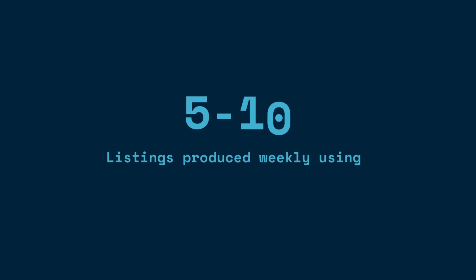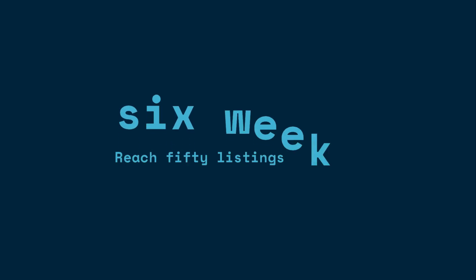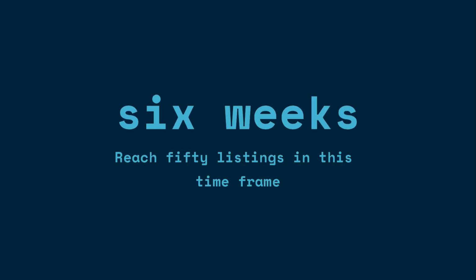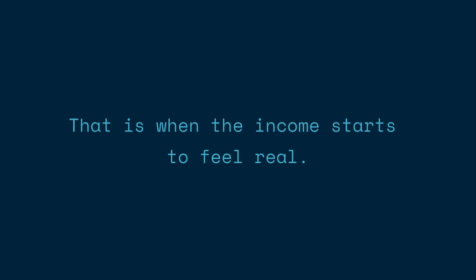With AI handling the description writing and Canva handling the design, you can produce 5 to 10 new listings per week in under 2 hours of work. At that pace, you have 50 listings in 6 weeks and 100 listings in 12 weeks. That is when the income starts to feel real.